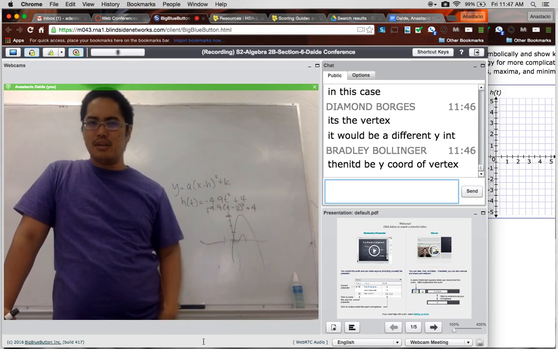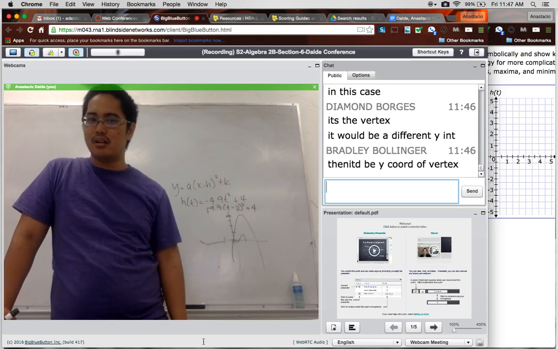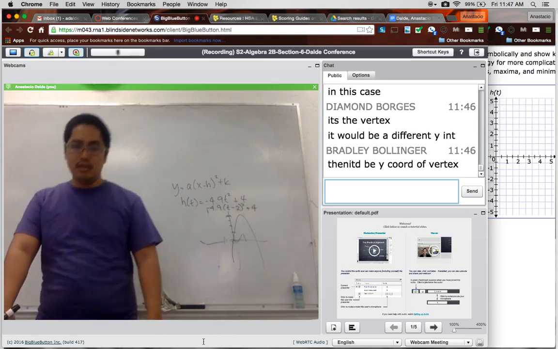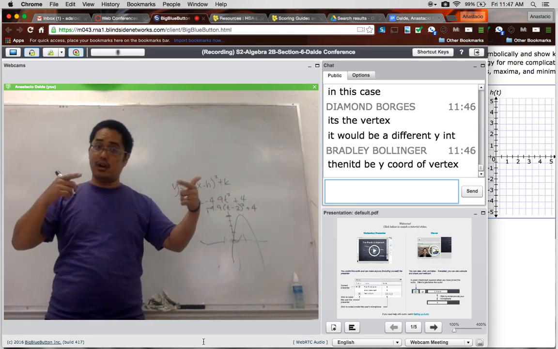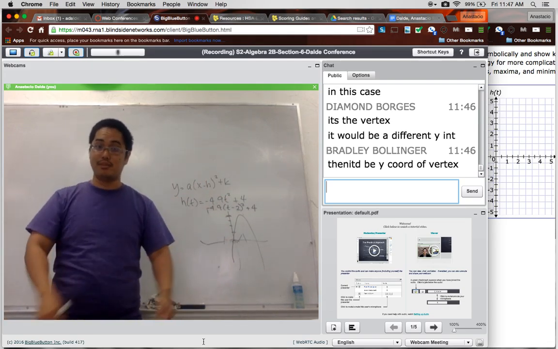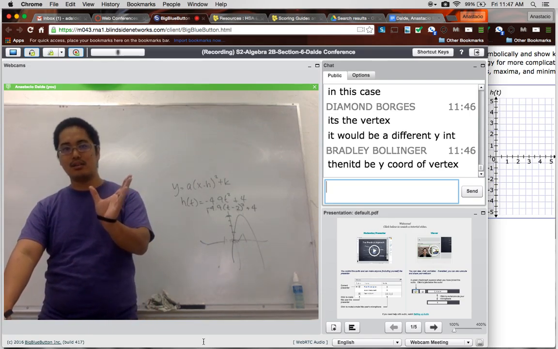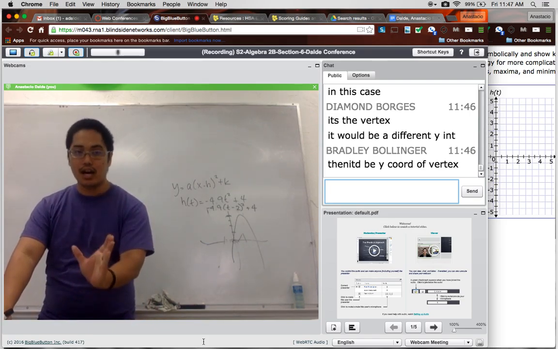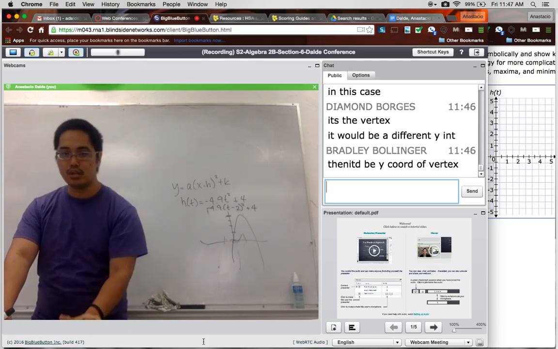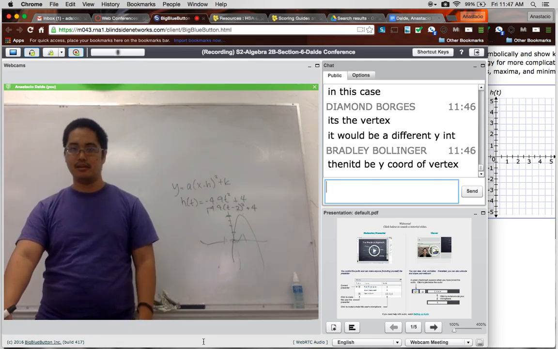But that's too many rules for me to remember. You know what I mean? Like, oh, it is the y-intercept if h is 0. No, just think of it as the y-coordinate of your vertex. That is how much you're pushing or pulling your graph down by.